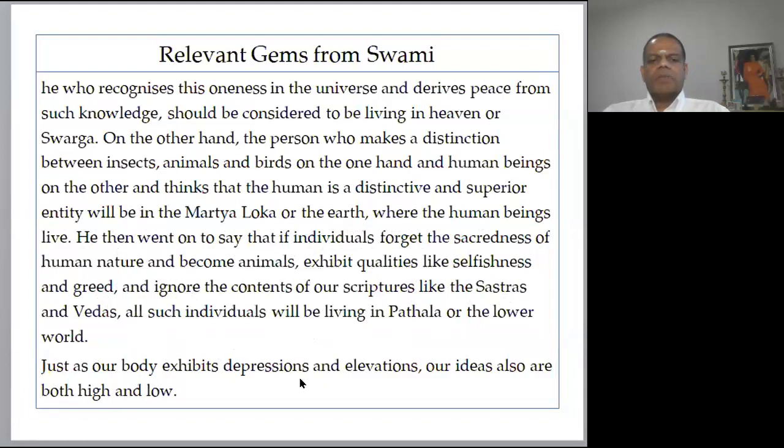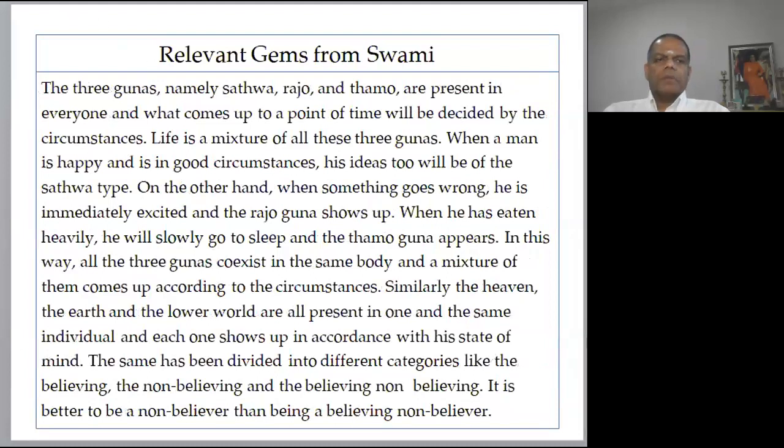Just as our body exhibits depressions and elevations, our ideas also have both high and low. The three gunas, namely sattva, rajo, and tamo, are present in everyone, and what comes up at a point of time will be decided by the circumstances. Life is a mixture of all these three gunas. When a man is happy and is in good circumstances, his ideas too will be of the sattva type. On the other hand, when something goes wrong, he is immediately excited and the rajoguna shows up. When he has eaten heavily, he will slowly go to sleep and the tamoguna appears.